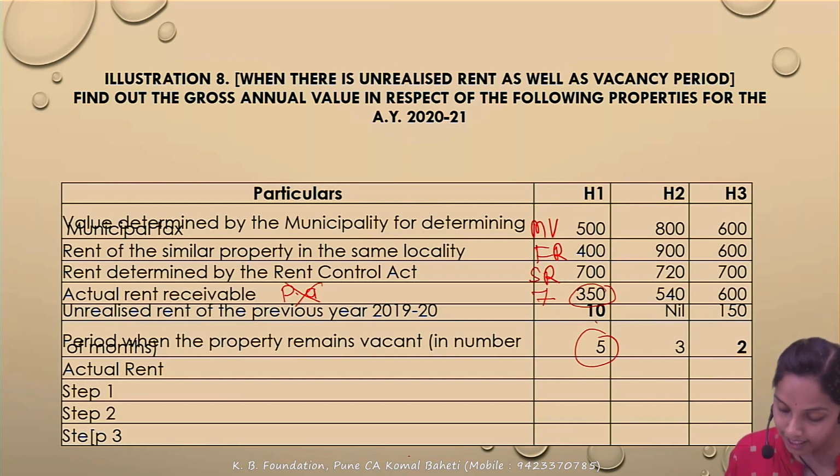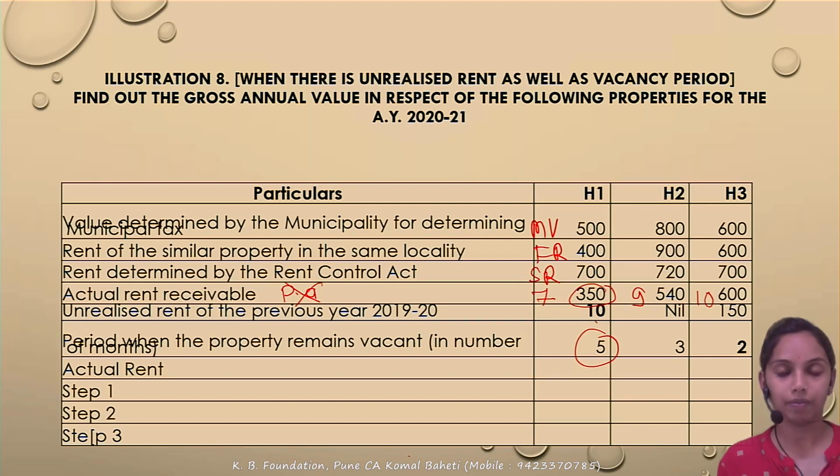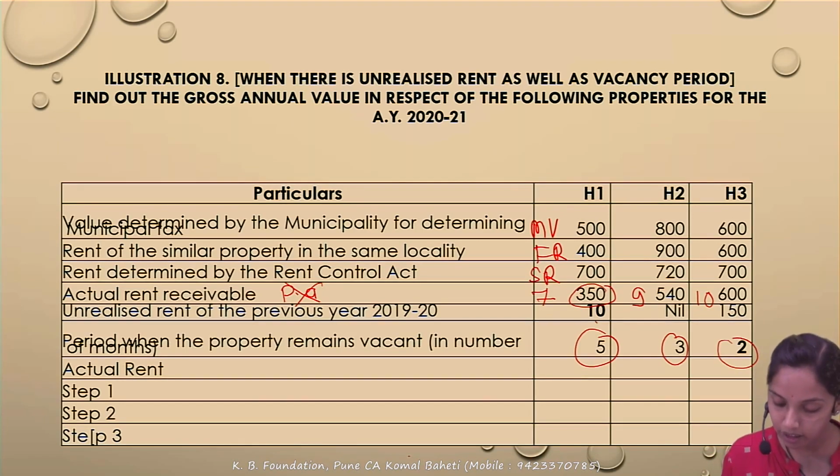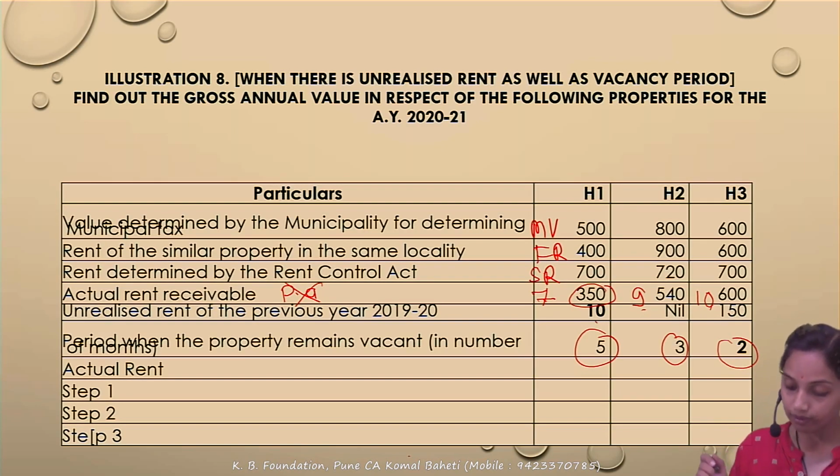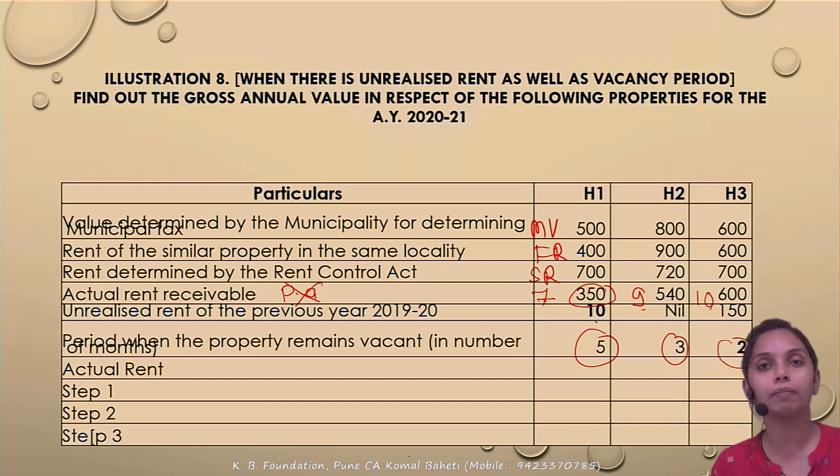This is rent for the 9 months and this is rent for the 10 months. Because the properties remained vacant for this period and I have taken rent only for the rest. This is not per annum. This is a rent for the 7 months, this is a rent for the 9 months and this is a rent for the 10 months. Have you cleared it? Why this? Because the rent receivable is always for the period for which you let out the property.